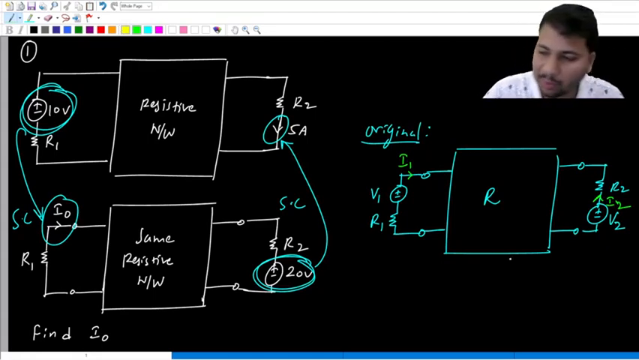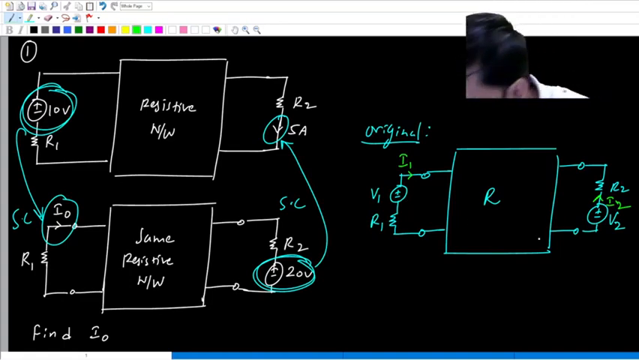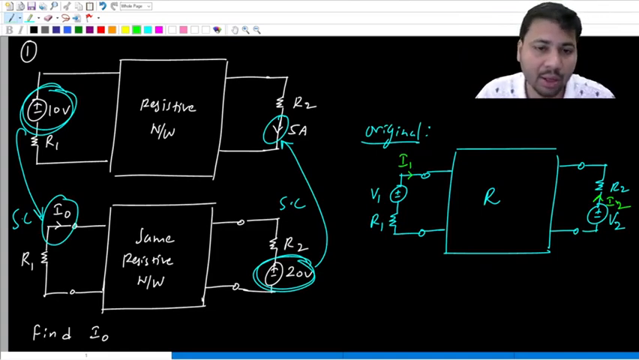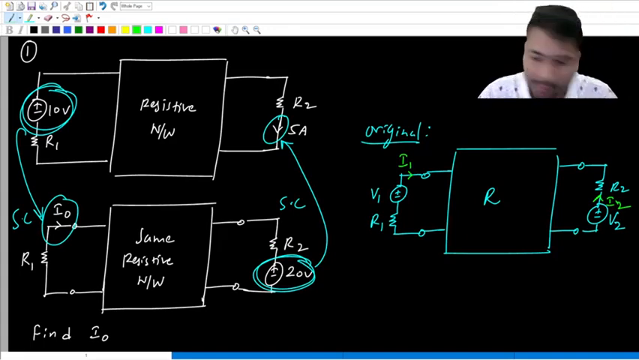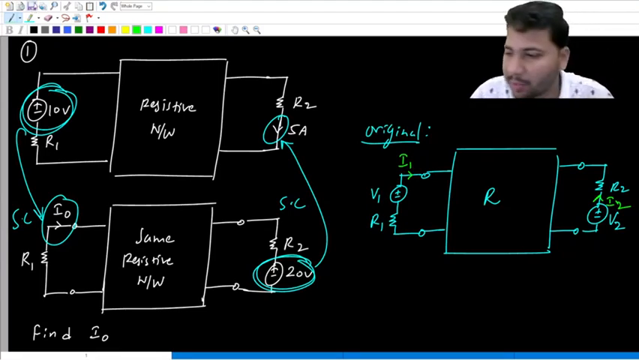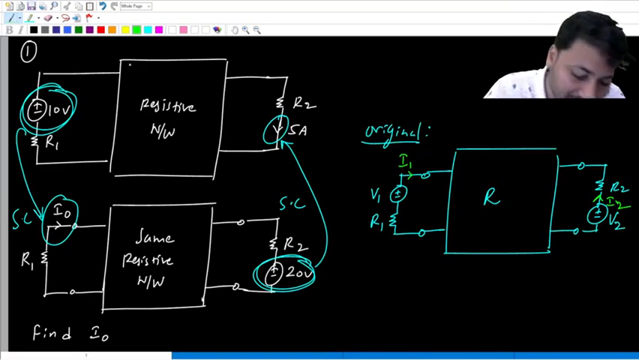Now what is that reciprocity theorem? We have voltage sources on both the sides. If you have voltage sources on both the sides, that means the same type of source on both the sides, the two ratios are going to be equal.